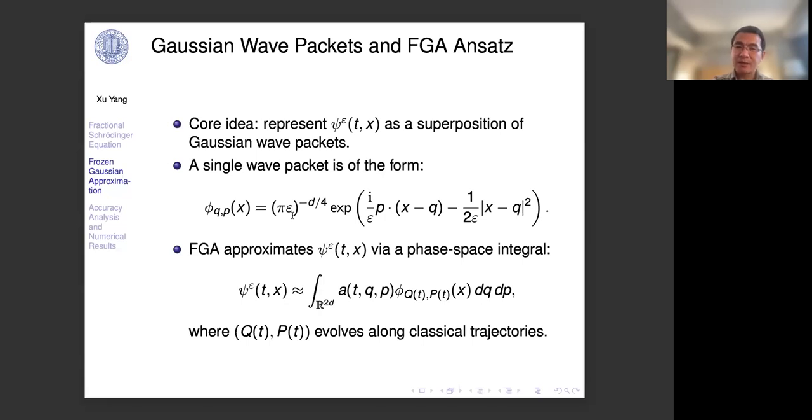The asymptotic expansion is derived not in the strong form, but in the weak form. It's not like we plug in, collect orders, and match them. So the idea is that we approximate our wave function by a linear combination of Gaussian wave packets. So what is the Gaussian wave packet? The Gaussian wave packet is in this form.